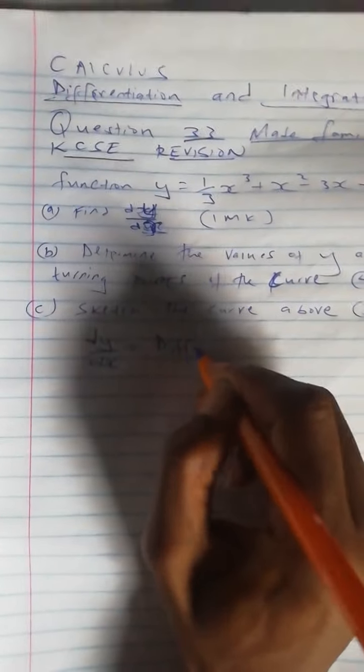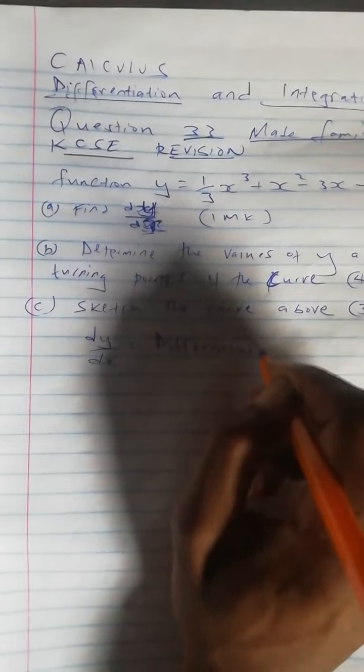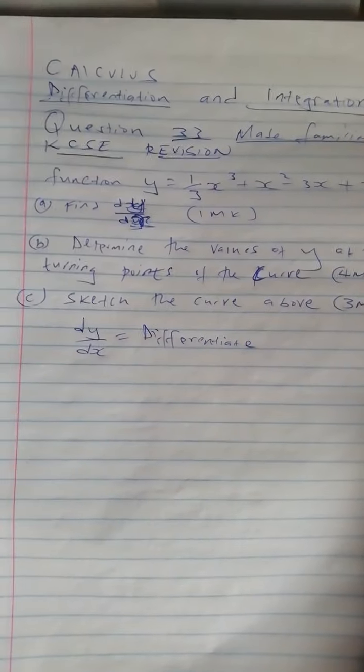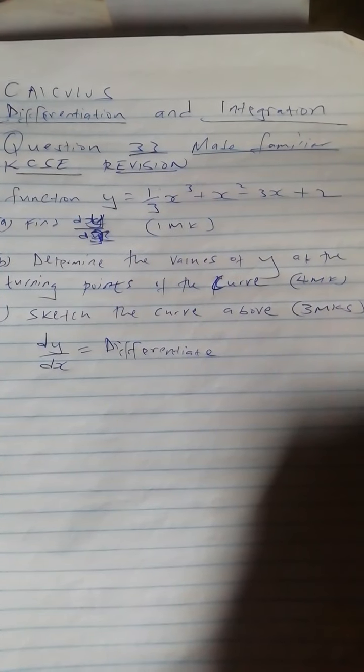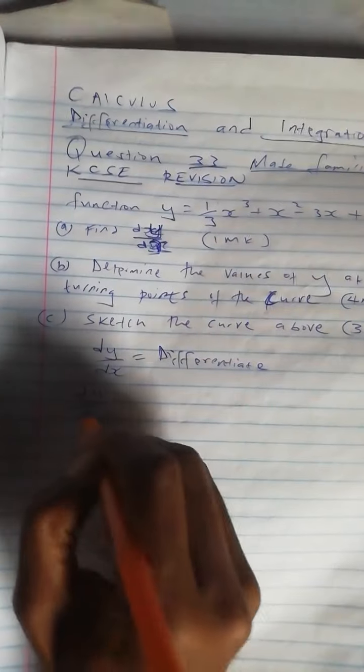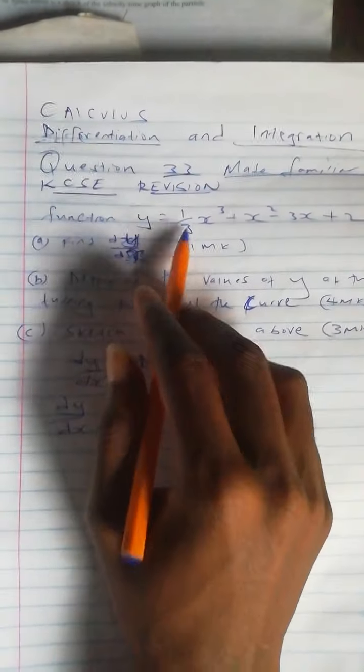Okay, so find dy dx. So we know dy dx. They want us to find what? To differentiate. So they want us to differentiate that equation. So we are going to differentiate the equation y is equals to 1 over 3 x cubed plus x squared minus 3x plus 2. So dy dx is going to be, so we are going to differentiate this.